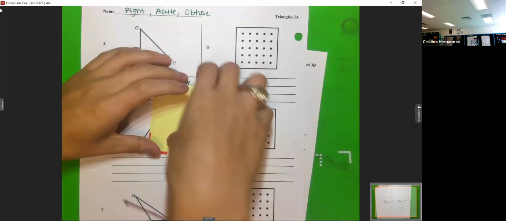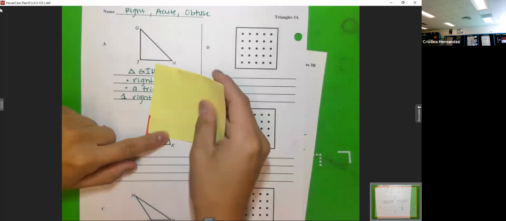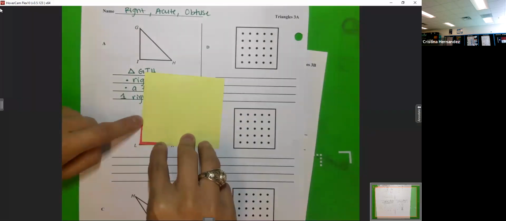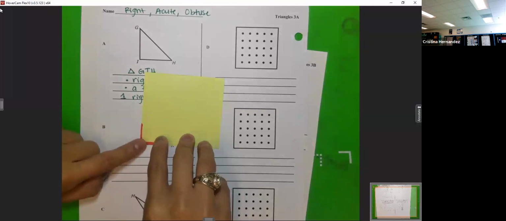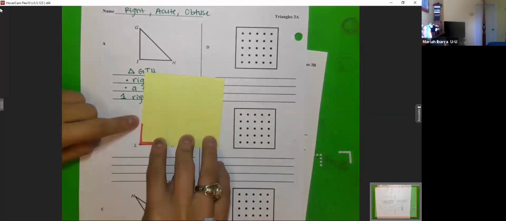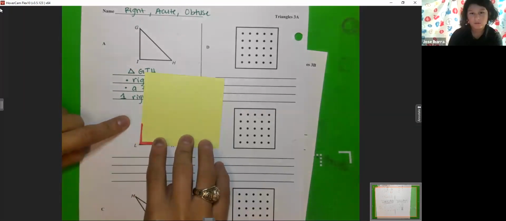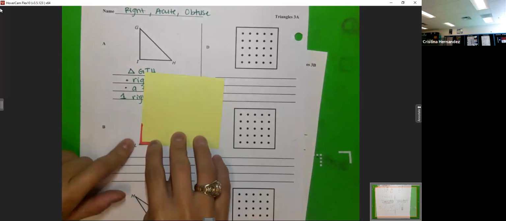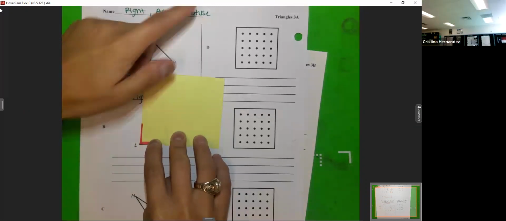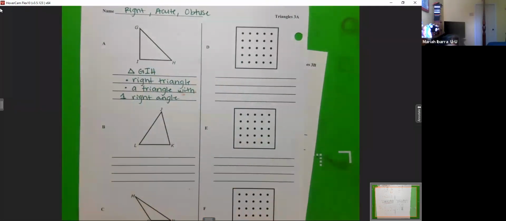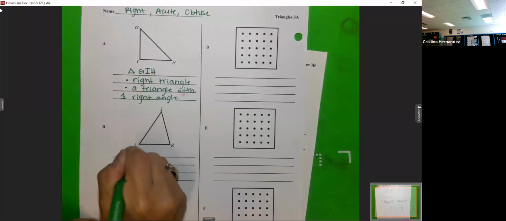Okay, your sticky notes. This corner makes a right angle, just like we said earlier with this triangle. Is this angle right here a right angle? Is there a line right here, right next to this pink? No. So is it a right triangle? No, it's not a right triangle. Is there a line way over here anywhere? No. So then it can't be an obtuse triangle. Then what type of triangle is it? So it's acute. A cute triangle. Yes. Thank you, Mariah.